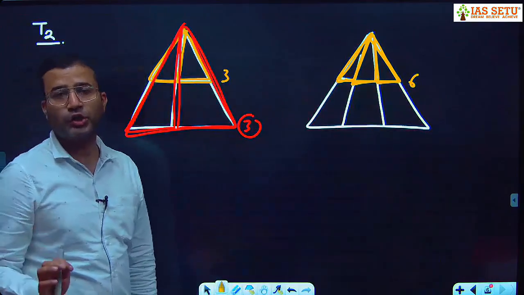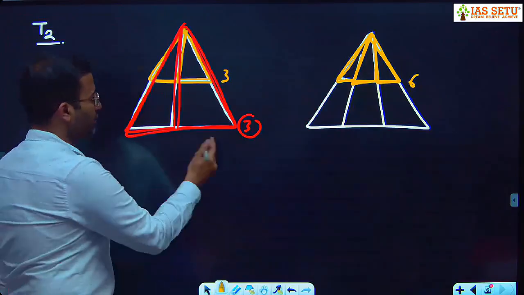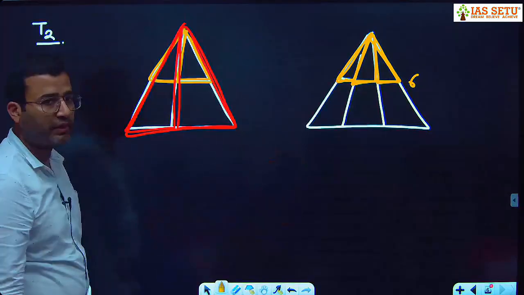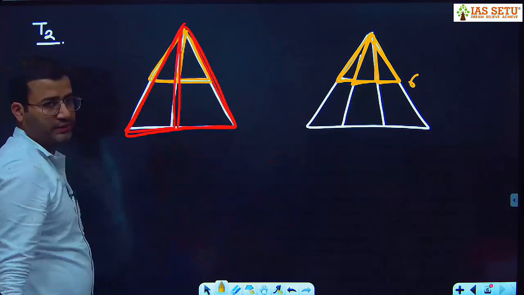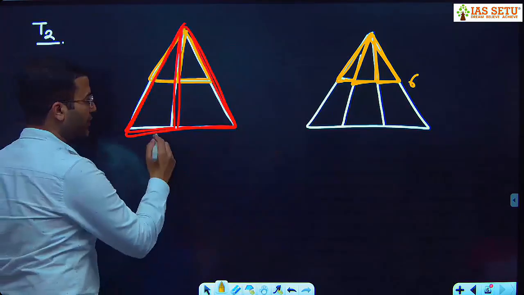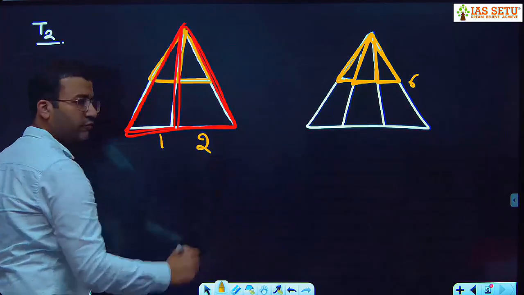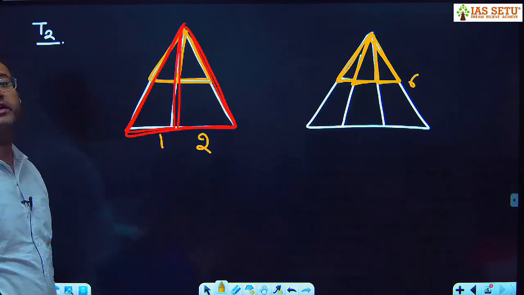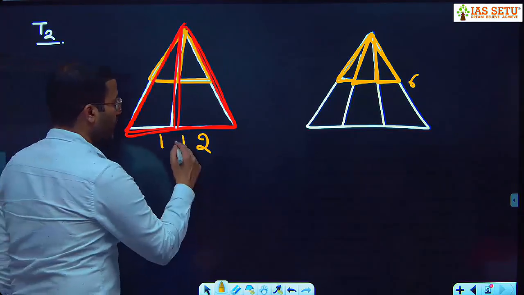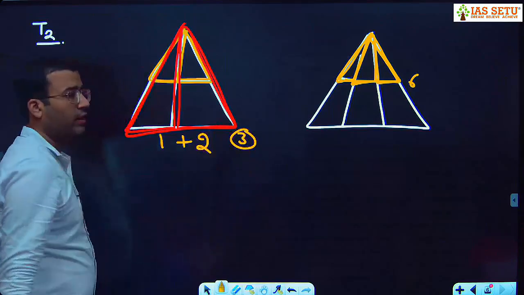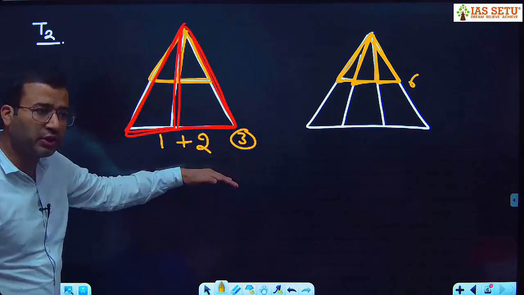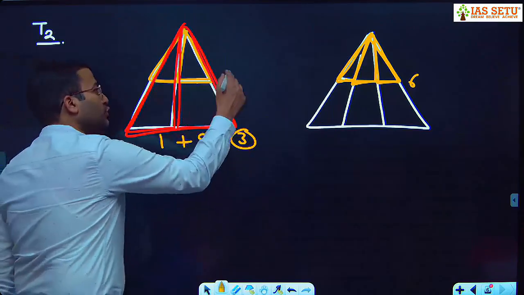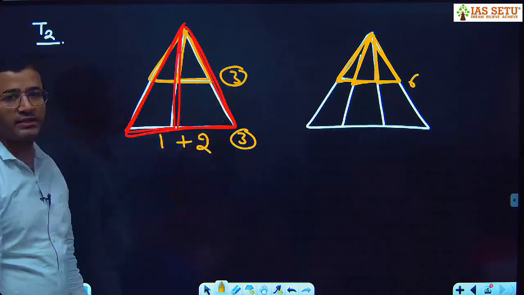So I tell you the shortcut, step number 1. See what you do. I take this example. You see this base and you put the numbering. This base is divided into parts 1 and 2. Same thing we will do as we have done in type 1. 1 plus 2 is 3. So at this base we have 3 triangles. If at this base we have 3 triangles, here also you have 3 triangles, smaller in size.